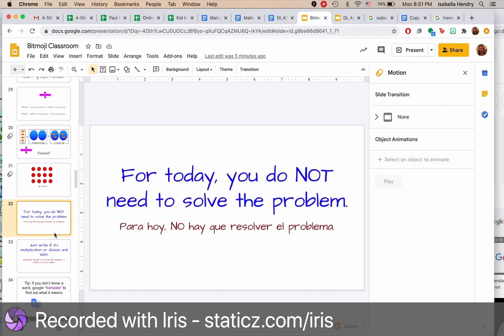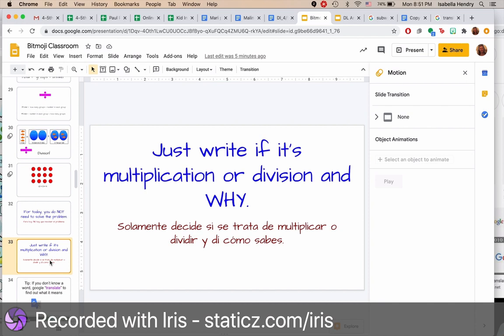So again, don't solve the problem. Just write if it's multiplication or division and say why.